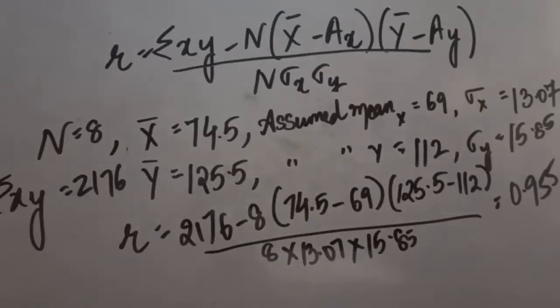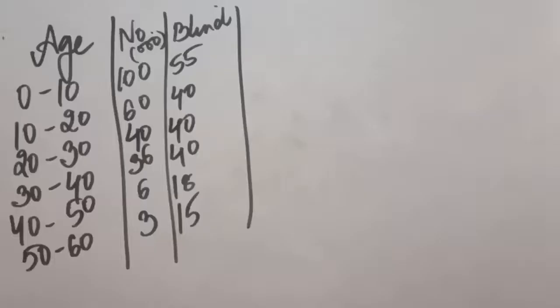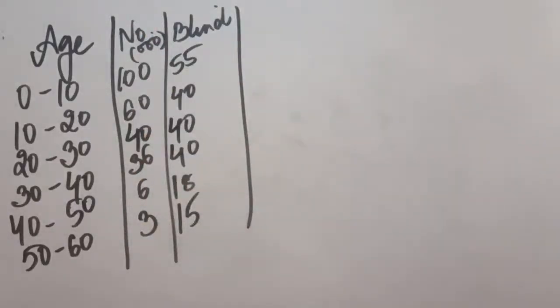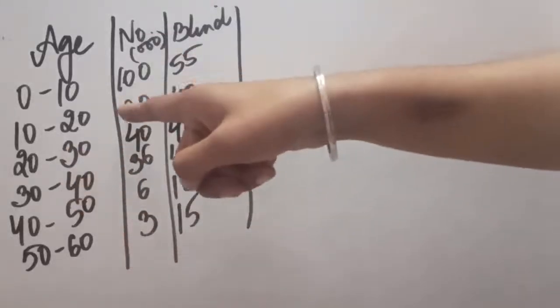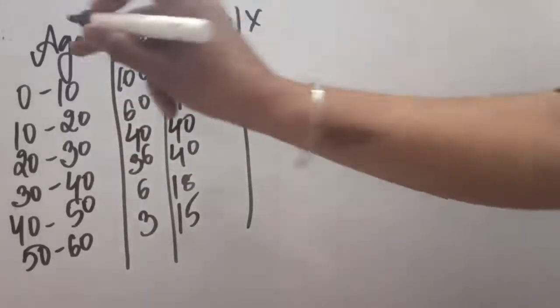Coming to the second type of special questions. Now this is another type of question. In this question, age-wise data of certain persons is given, along with the total number of persons in each age group, and out of these people, the number who are blind. We have to find the correlation between age and blindness. So our x is going to be age.